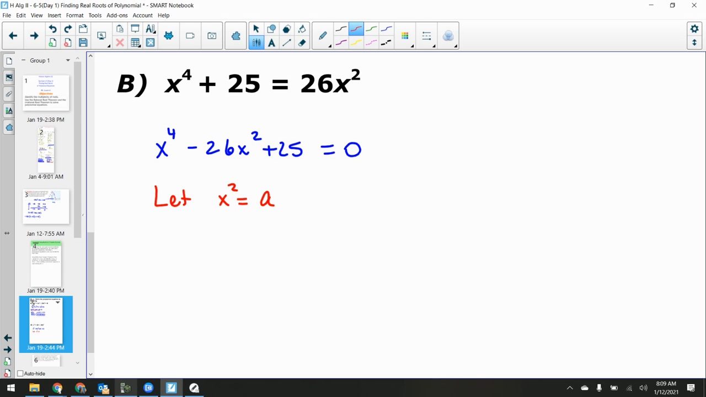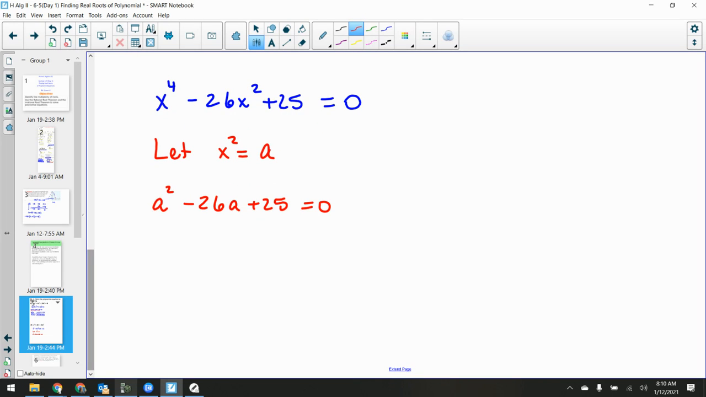We're going to say, let's let x squared equal a. Well, if x squared truly equals a, what is x to the 4th in terms of a? A squared. And then what is x squared again? A. Okay, now that's a little bit easier to solve. That looks a little better in our mind. So we introduce a new variable so that we can actually factor it down.